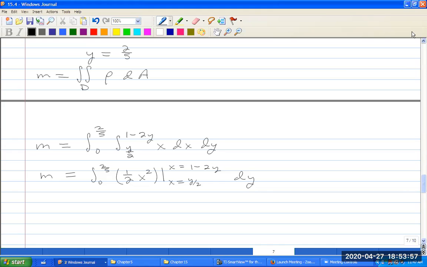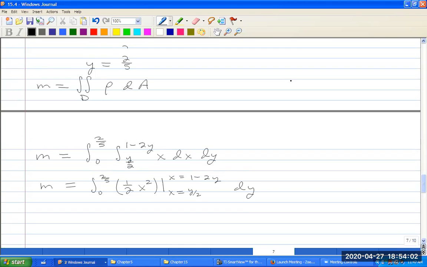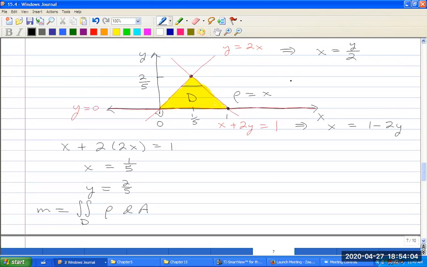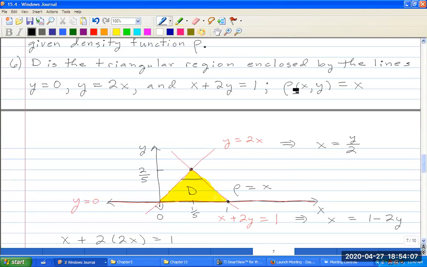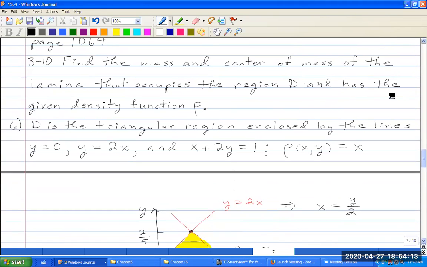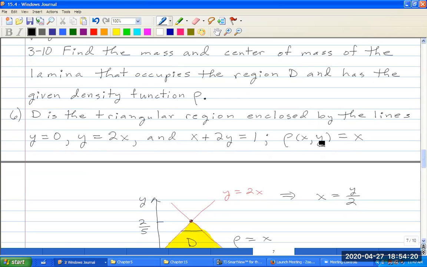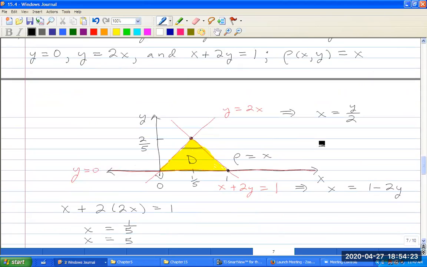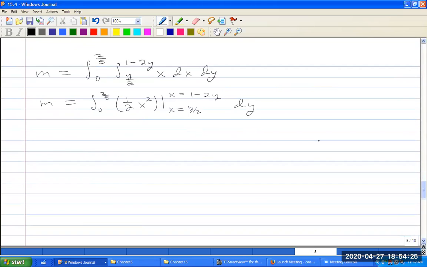Yes, because that's what the problem says. It says rho of xy is equal to x. That was given. It has the given density function rho, and that was given in the problem. So that's part of the problem that we're dealing with. Obviously, it'd be different for every problem.